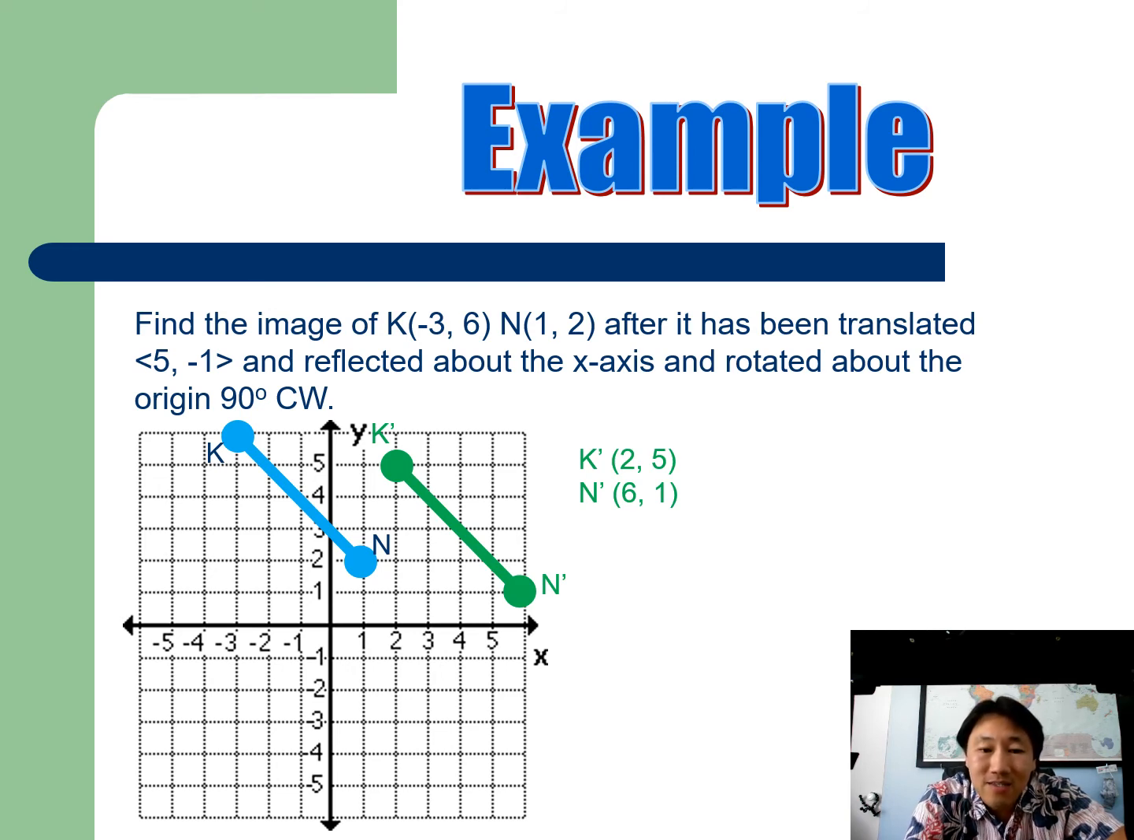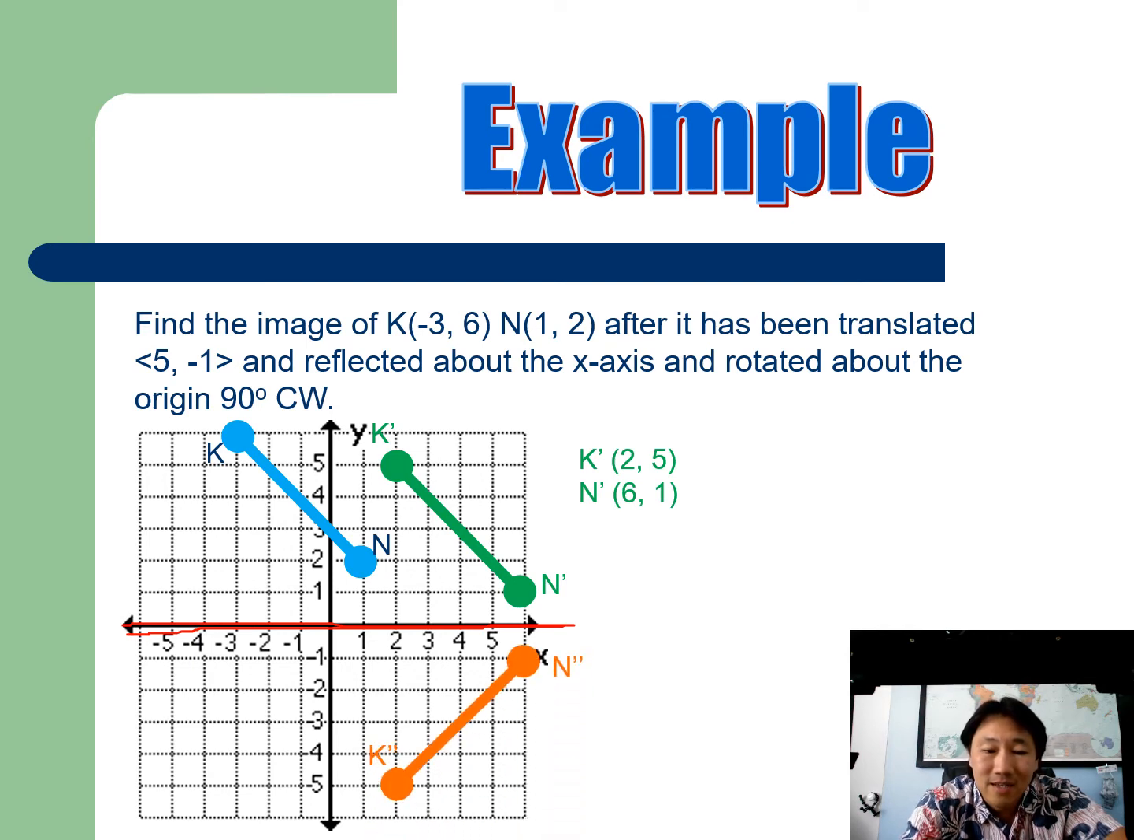The next thing it says is to reflect across the x-axis. So here is the x-axis. I need you to reflect across there from the green, not the blue. So that's how compositions are. You move to the next one. You don't go back to the original one. So from the green one, you're going to go ahead and reflect.